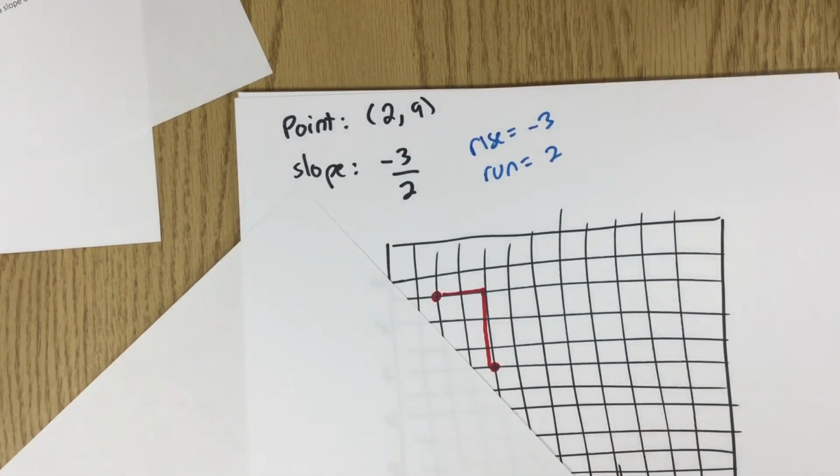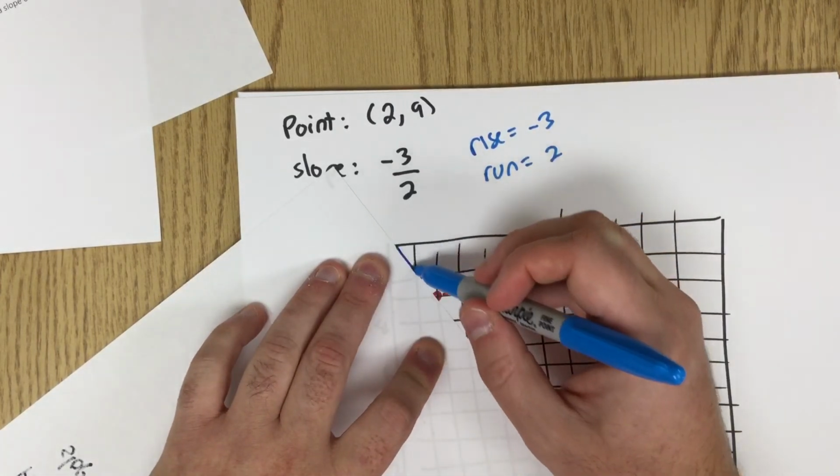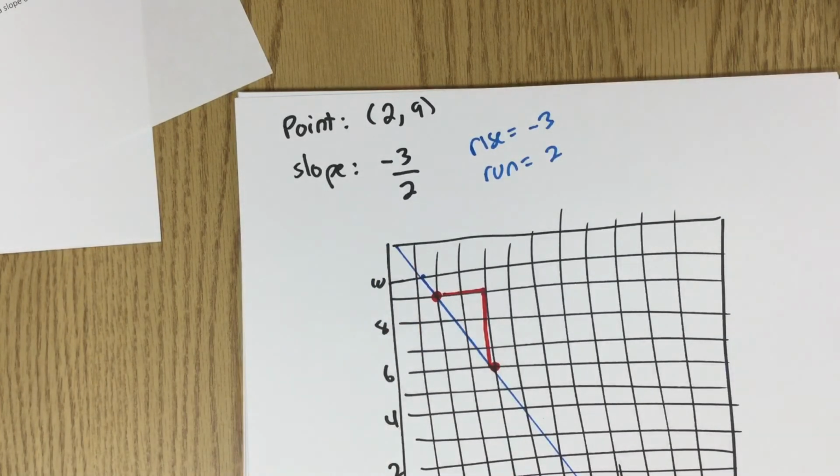And so I was going to make my line. It would be, and there's a line that goes through the point (2, 9) and has a slope of -3/2.